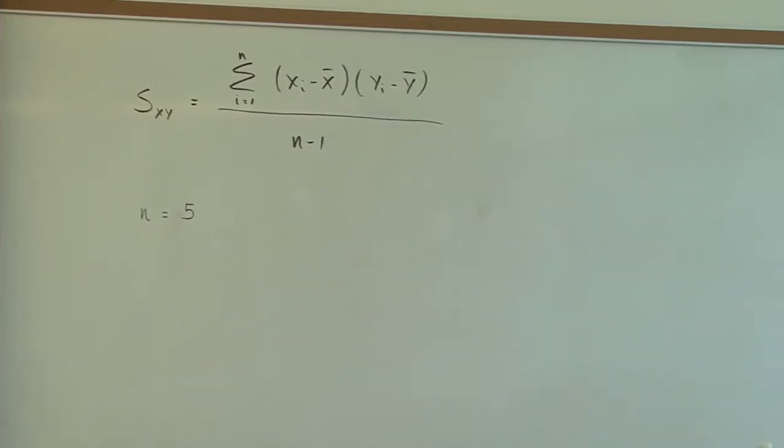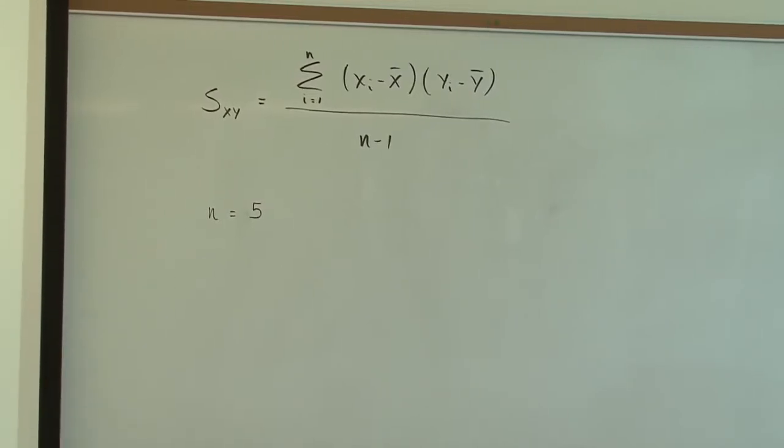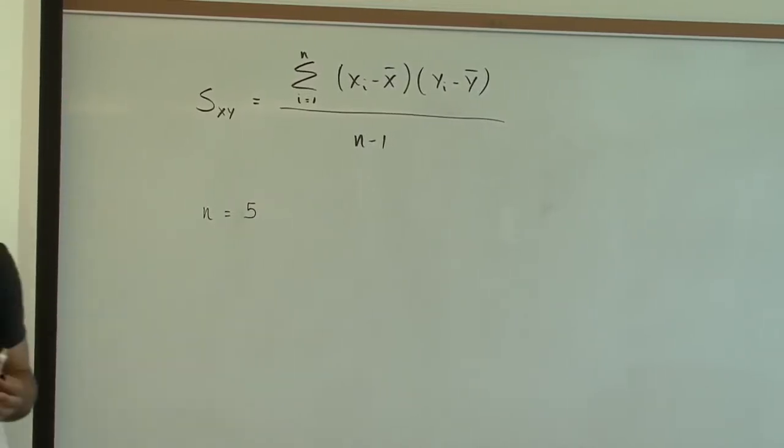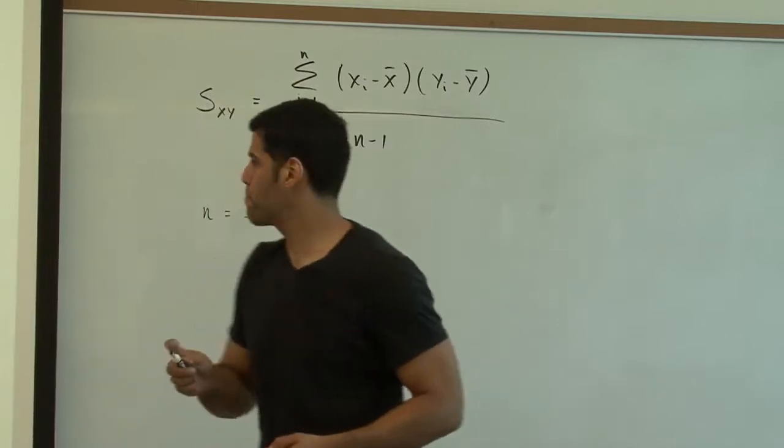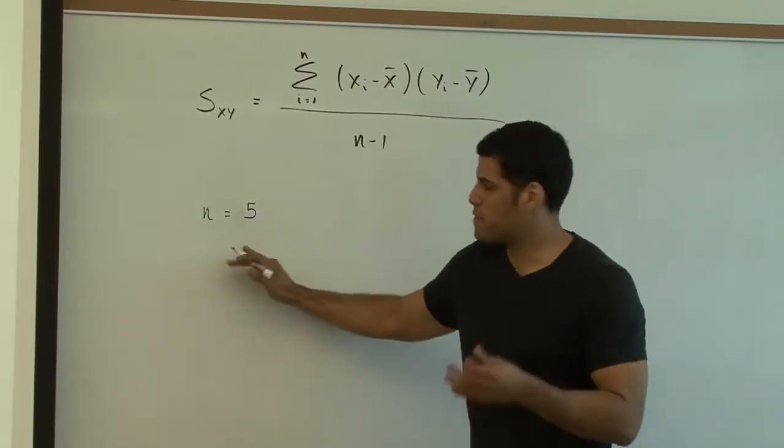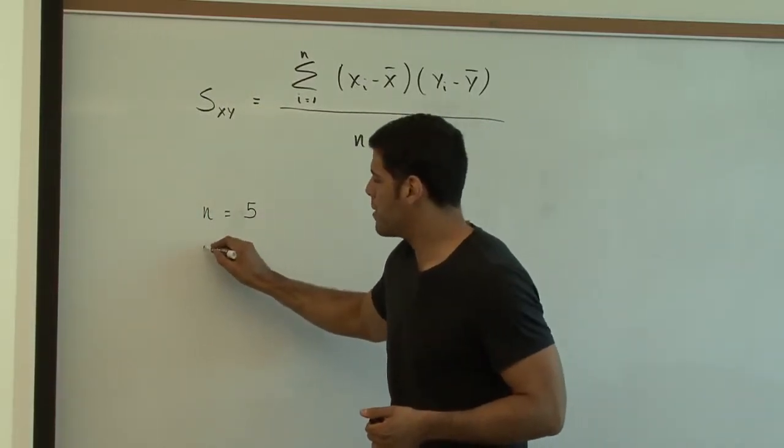This is person 1, person 2, right? You've asked them 2 questions instead of 1. So you know 2 things about them, like their age and their income, right? Okay? So n equals 5. There's 5 observations. What about x bar?